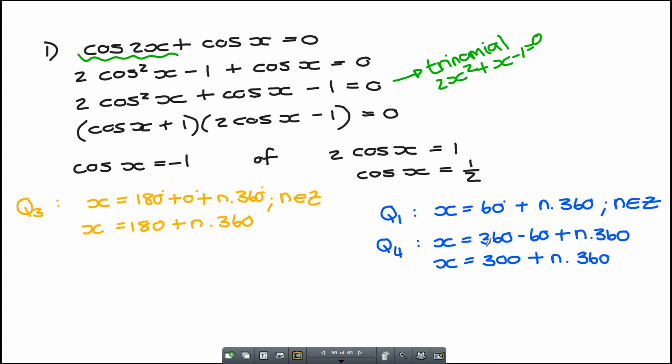In quadrant 1, it would just be the reference angle plus n times 360. In the fourth quadrant, cos is also positive, and that will be 360 minus the reference angle plus n times 360. Meaning x will be 300 plus n times 360.